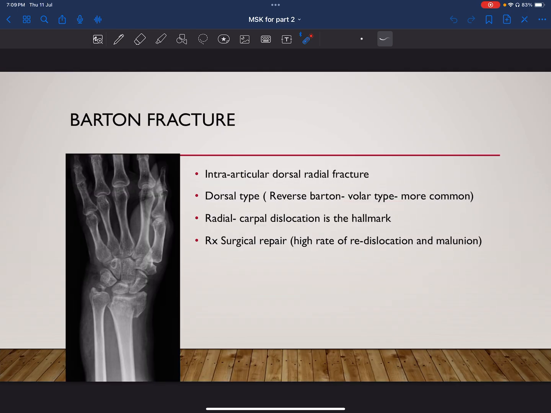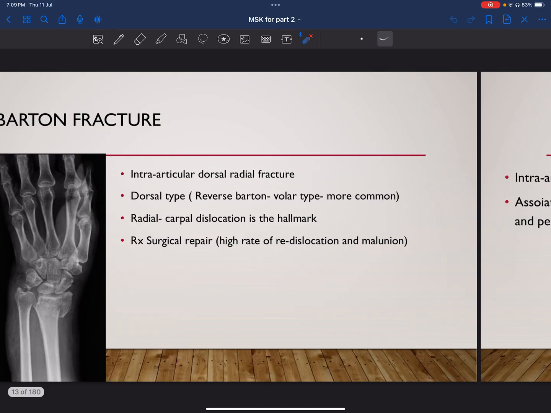Radiocarpal dislocation is the hallmark. Again, if it is an intra-articular fracture, it is kind of obvious. The treatment is surgical repair, with a high rate of redislocation and malunion.